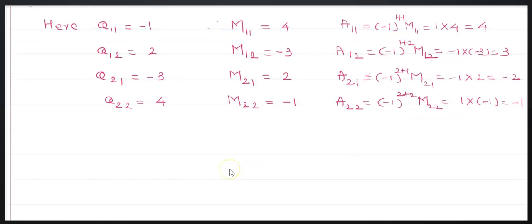Therefore, the cofactor matrix is 4, 3, -2, -1. And this is the answer.